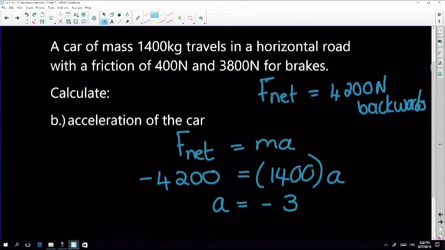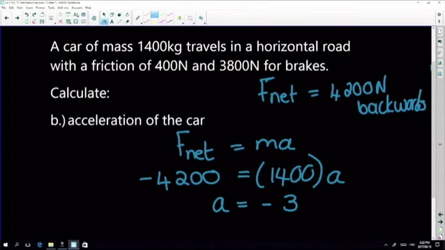So now I want a. I'm going to go 4,200 divided by 1,400, and I get 3. But watch, I'm going to get minus 3. That's a big thing for me. Guys, that negative is important because I'm pushing brakes and I've got friction. That means I've got to slow down. My acceleration has to be in the opposite direction. It must be negative.